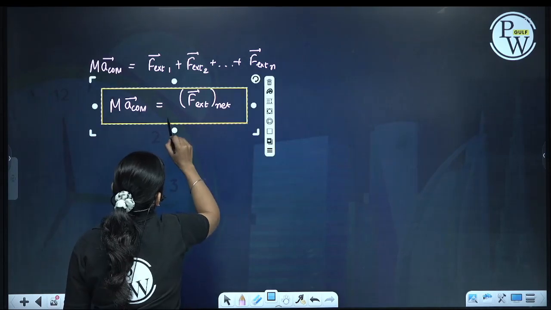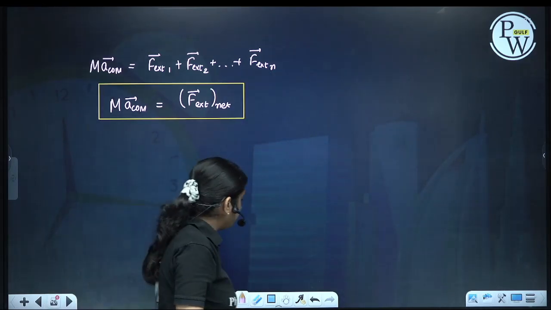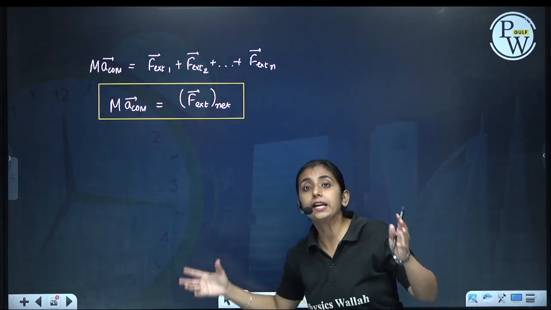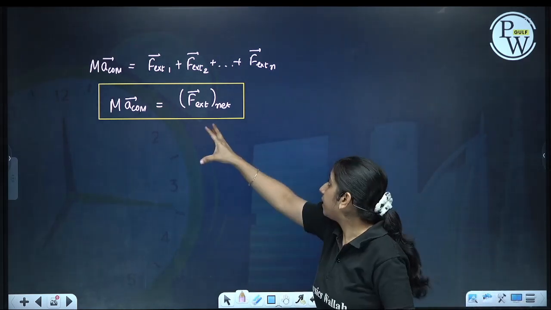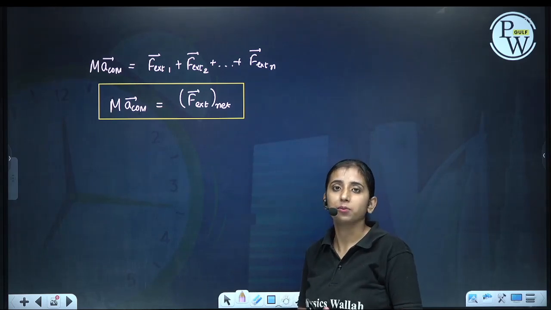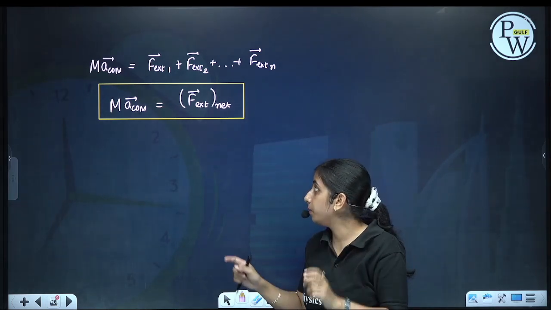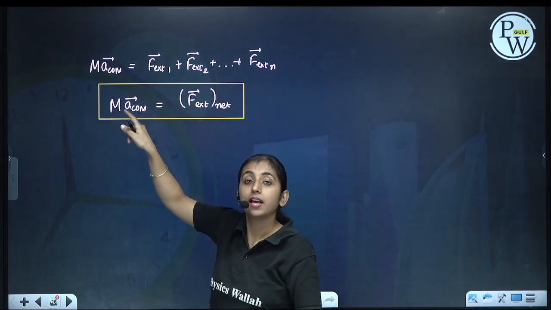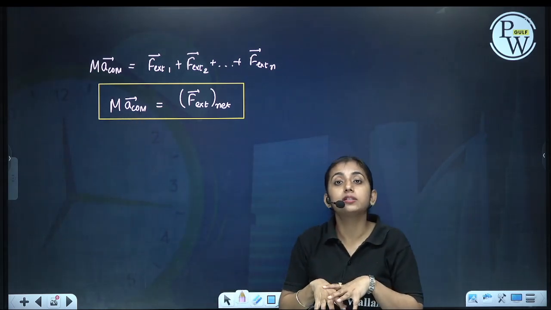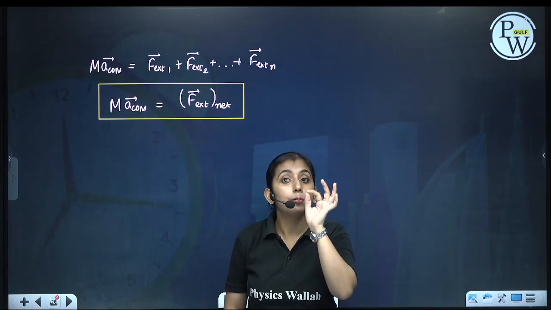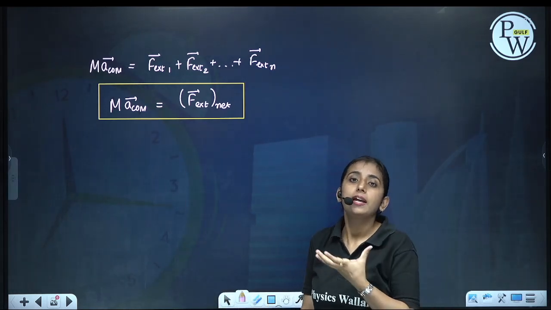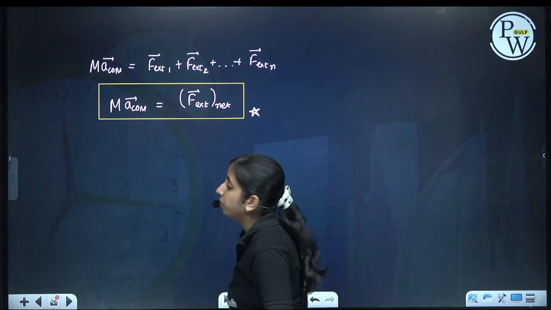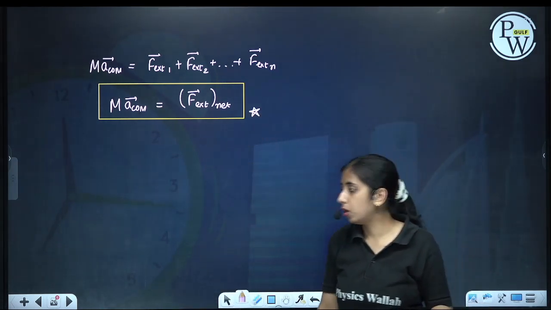So this is an equation which describes that the center of mass will behave such that all the external forces are acting on the center of mass. The center of mass will behave as if the whole mass is present at the center of mass and all the forces acting on the system are acting on that point mass particle only. It will have such an acceleration. This is how we describe the motion of the center of mass.